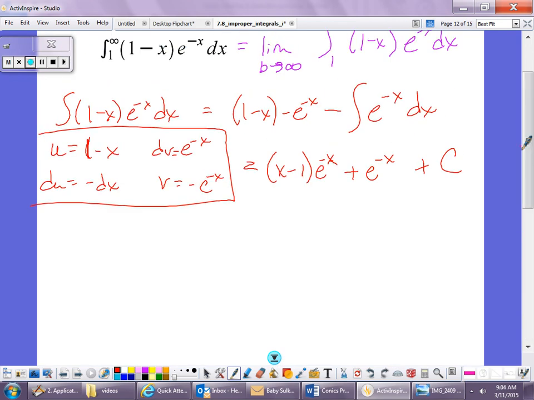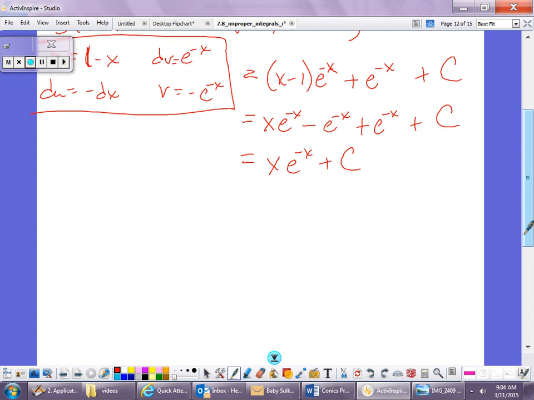Now I'll do one thing, because this is going to be super cool. This may look kind of nasty, but actually it's not that bad to deal with on its own. But watch what happens when I do this magic. I'm going to distribute the e to the negative x: x e to the negative x minus e to the negative x. I just distributed e to the negative x here, and now I've still got my e to the negative x over here. And oh yeah, these guys cancel out, and I'm left with x e to the negative x plus c. Why is that cool? Because check this out.